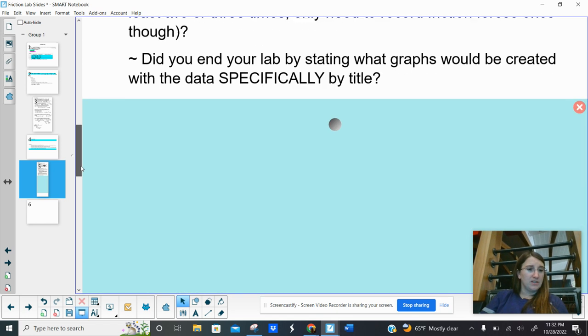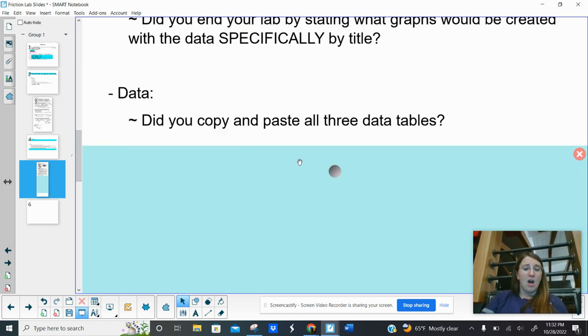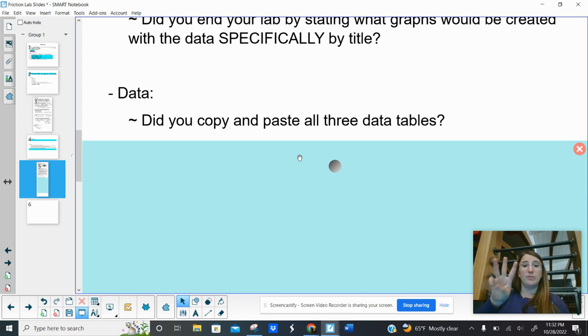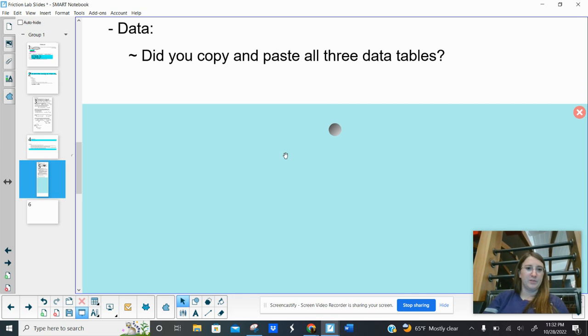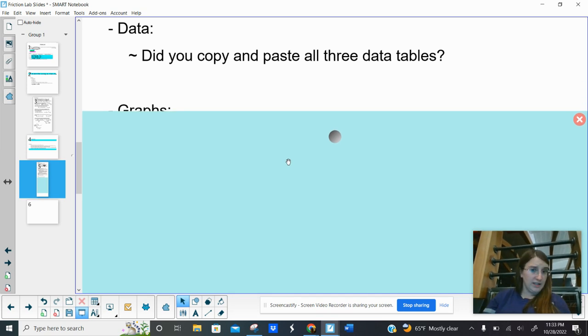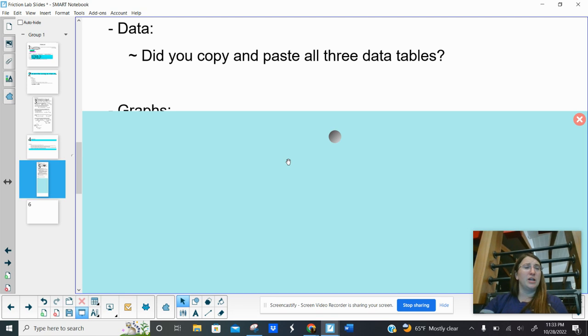And then I'll come back to the video. We'll keep going. Okay, data. There were 3 data tables. When you copy over your data, you copy all the original data, not just the data that you graph. Everything, the entire data table, goes in. So make sure you did that. That's really the only thing. A couple of you lost points last time because you only copied the data that you graphed. You didn't copy the whole data table.